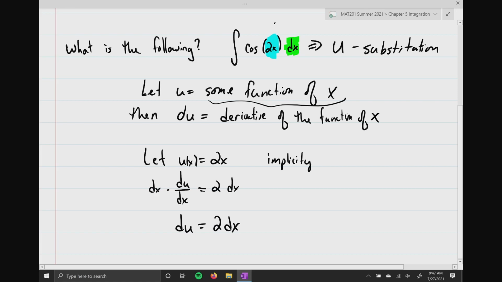So hopefully now that you understand this intermediate part, you don't have to write that all the time. What you would just write is du equals the derivative times dx, okay? So I'm going to go ahead and just erase this.